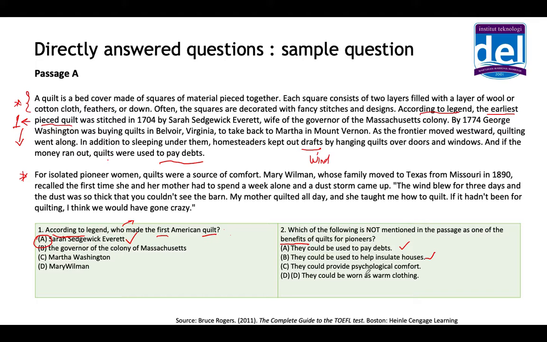Next, "They could provide psychological comfort." There are no statements here, so we can read the next sentence. "For isolated pioneer women, quilts were a source of comfort." So this is also stated in the passage. The last option would probably be the correct answer to this question, and it says "They could be worn as warm clothing." There are no statements in the passage that talk about this, so the answer for this question is D. That's how we determine the answer for directly answered questions. I hope this video helped. I'll see you in another video.